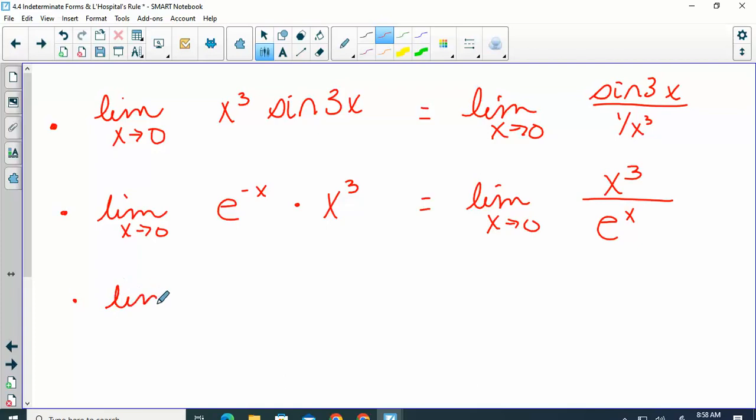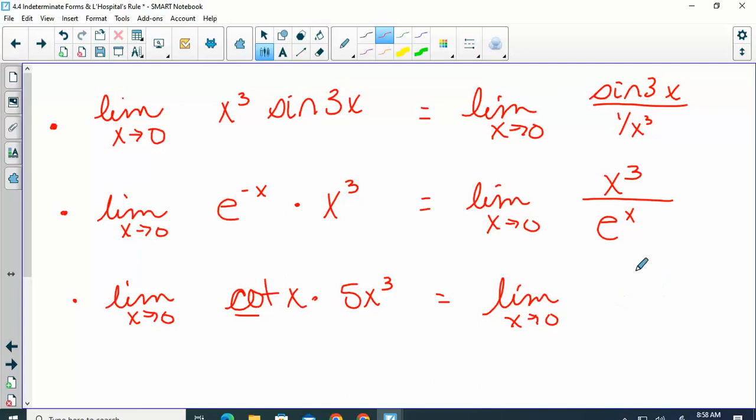If you have a cotangent, what would that put on the bottom? Tangent. Does that mean you can't move the other one? No, but this would be easier. So you're looking for the easier thing to move to the bottom. And then once you do that, you have to verify, is it 0 over 0 or infinity over infinity? And if it is, then you can do L'Hopital's.